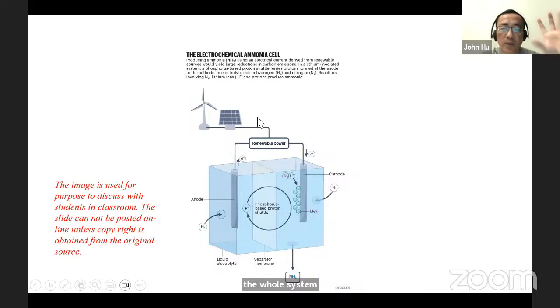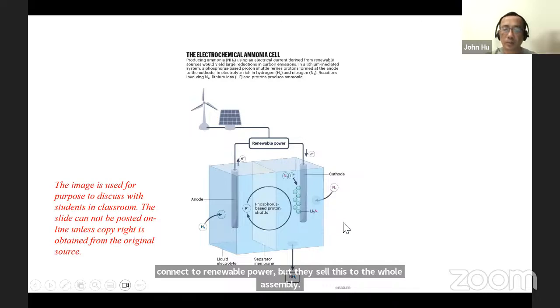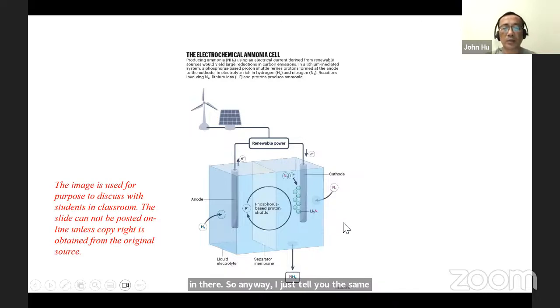So if you Google, you can find this group, using the keyword electrochemical ammonia cell. This cell has the electrode, and they're using the lithium to activate the nitrogen, but they connected the cell to renewable power. I think this is a very good group. I've been talking to so many research groups around the world. Everybody claims renewable power, but nobody actually connects to renewable power. Anyway, it's the same electrochemical process, but directly connected to renewable power.